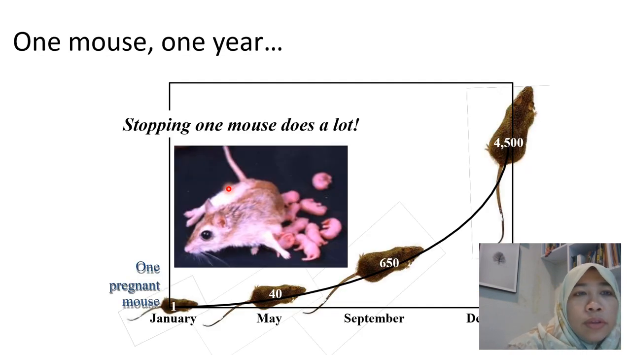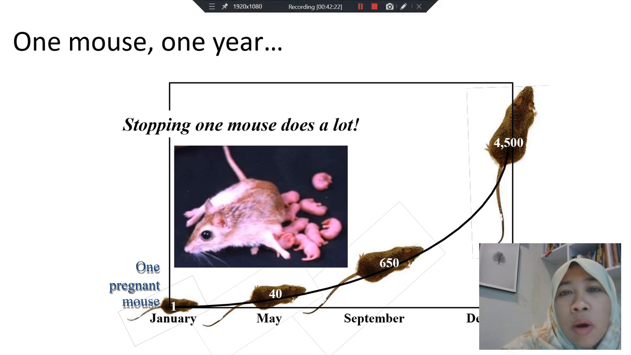And then after that we move to the next slide. Stopping one mouse does a lot. This is how, when there is no management, no control of rat, they will breed continuously. This is only a calculation. From January until December: in January the rat is 1, in May it will increase to 40 rats, in September 650, and then 4,800 in December. It's quite a lot. If we don't control the rat, they will breed continuously, and the population will be over, or we call it pest outbreak, atau ledakan hama.